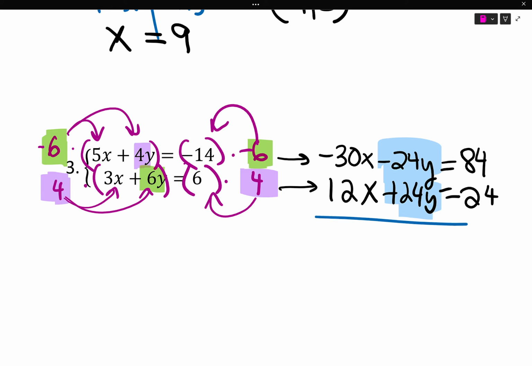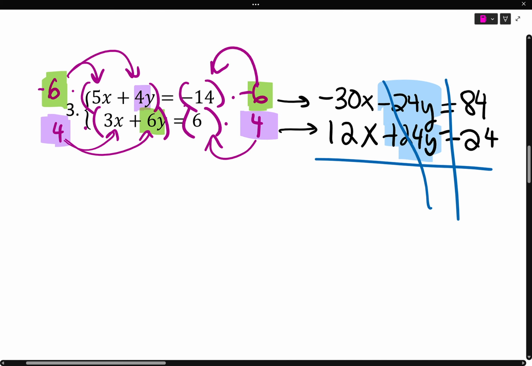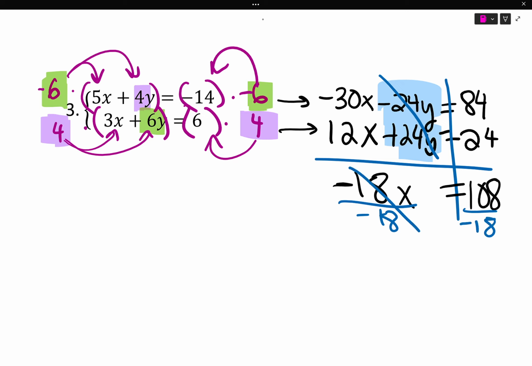All right, let's add. The y's cancel. Negative 30x plus 12x is negative 18x. 84 plus 24 is 108. And then I'm going to divide both sides by a negative 18. X equals negative 6. Yes, negative 6.